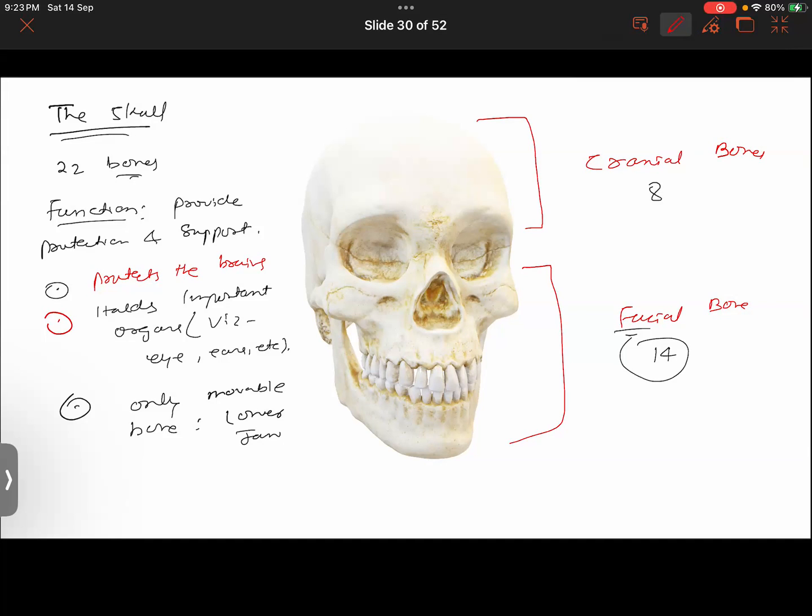There are about how many bones in the skull? There are about 22 bones. Okay. How many of them are movable? 14. Movable. In which movement will be possible? Only one. There's only one bone where movement is possible, and that is the lower jaw. Okay, now?